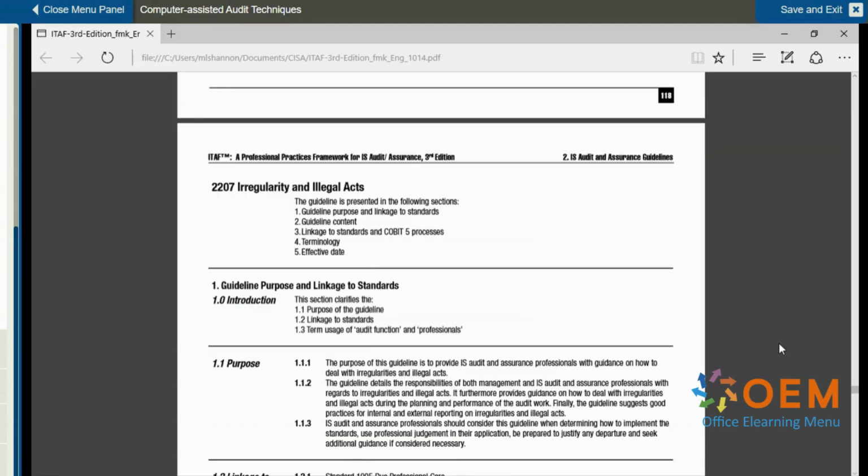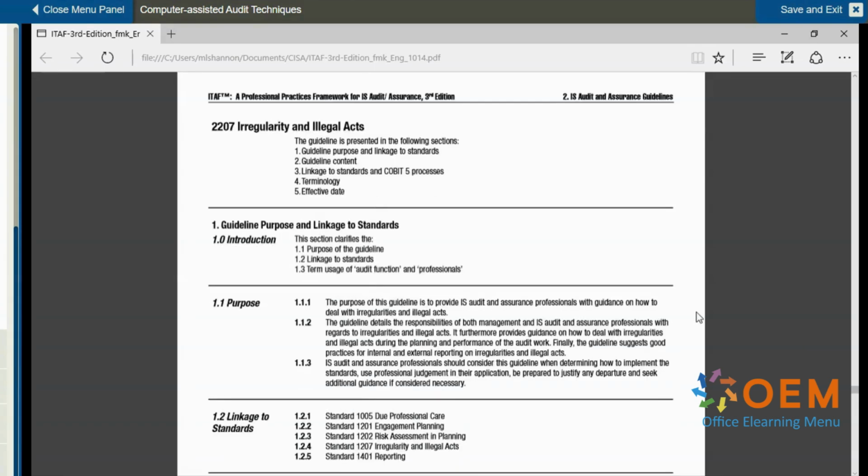As you can see, I'm in the ITAF. I'm looking at ISACA Audit and Assurance Standard 2207, Irregularity and Illegal Acts. IS auditors and professionals should have a good understanding of CATs and where to apply them, using these types of standards and guidelines. You should review the results of engagement processes and find out whether there are indications of irregularities or illegal acts that have happened. Using computer-assisted audit techniques can actually assist in detecting these types of activities.